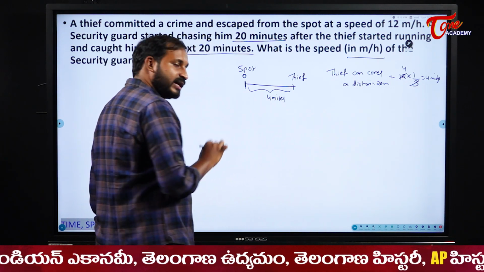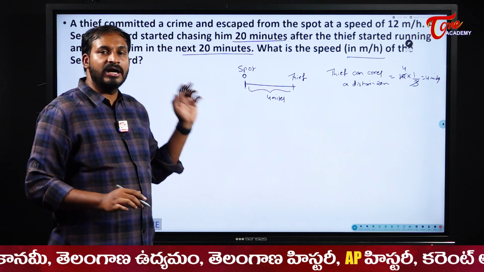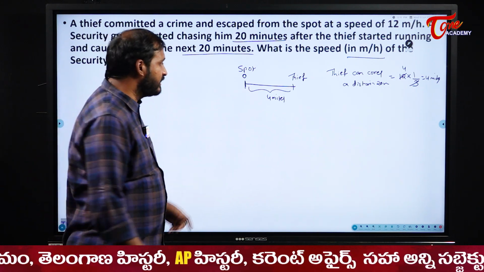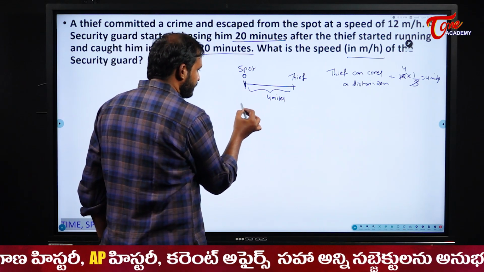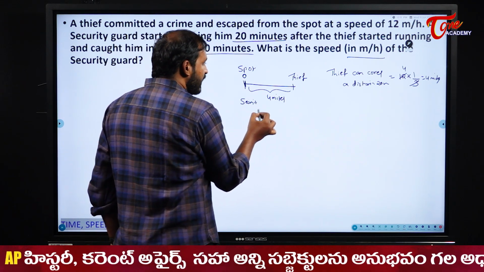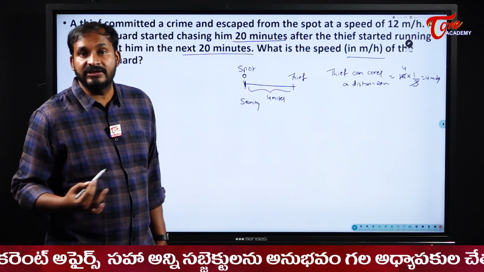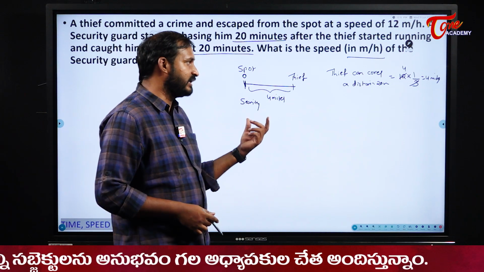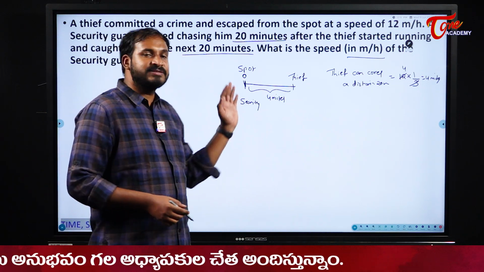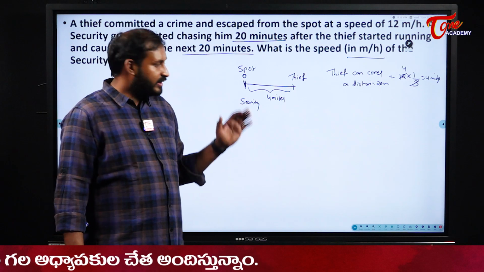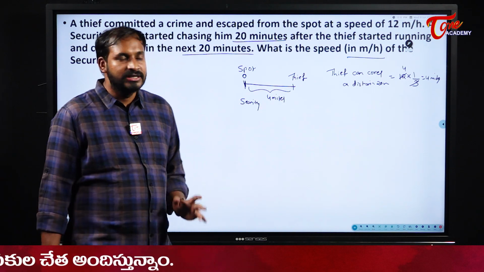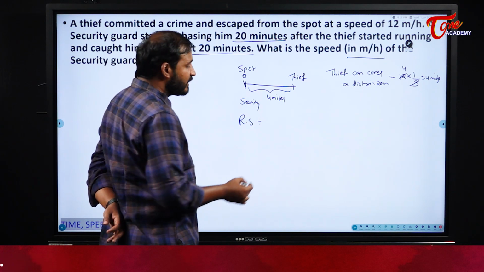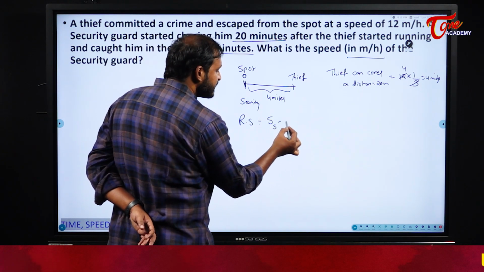At this instant, the security guard observed the thief. Here the security guard is there. And he caught the thief in the next 20 minutes. Now, obviously the speed of the security guard should be more, then only he can catch the thief. Right? So what will the relative speed become? Speed of the security guard minus speed of the thief.